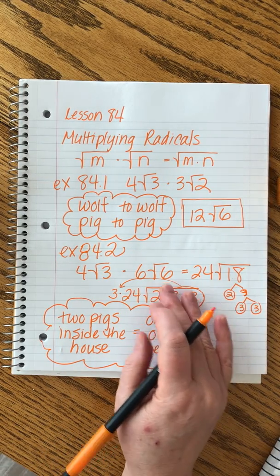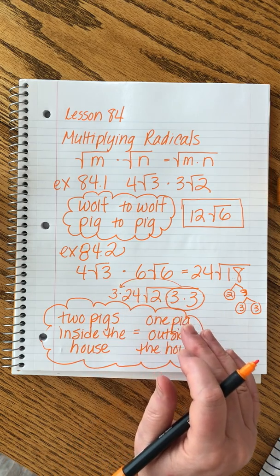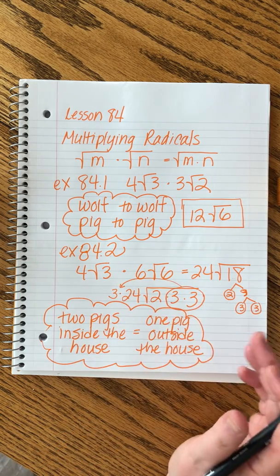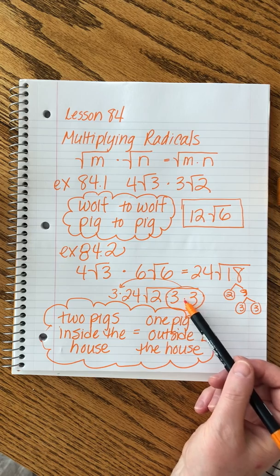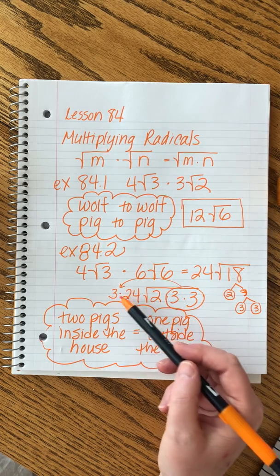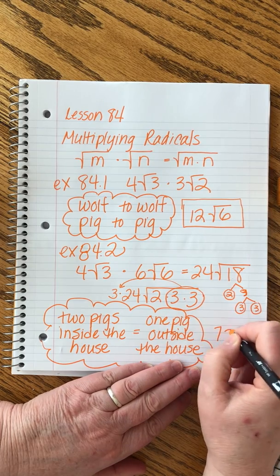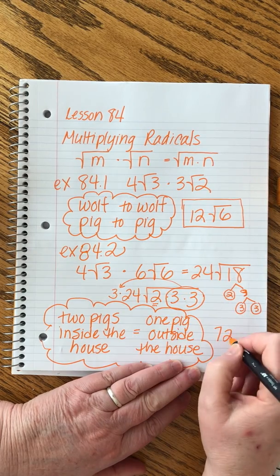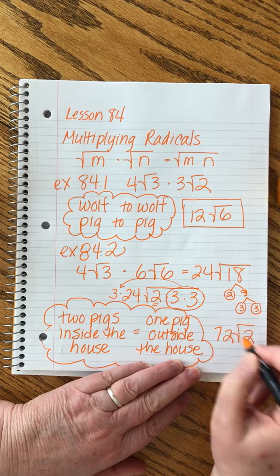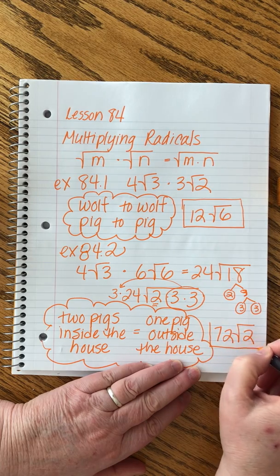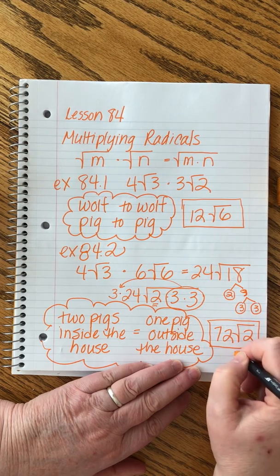Somehow coming out of the house, I mean, I could build my metaphor. The 2 pigs come together and they can fight the wolf. I don't know. They turn into a wolf. I don't know. But 2 pigs in the house equals 1 pig out of the house. We multiply. This becomes 72. And then inside the house, all we have left is 2. This is the simplified answer to our problem. Pretty cool, right?